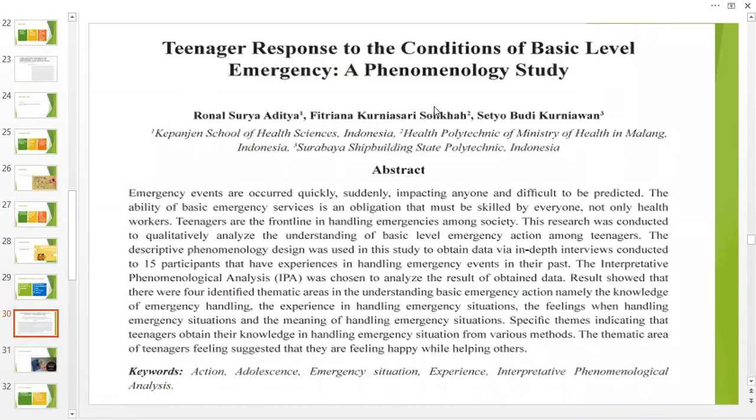This is another study which is showing the teenager response to conditions of basic level emergency, which is a phenomena study. And in this, they have recruited teenager participants who have seen the conditions of basic level emergency.